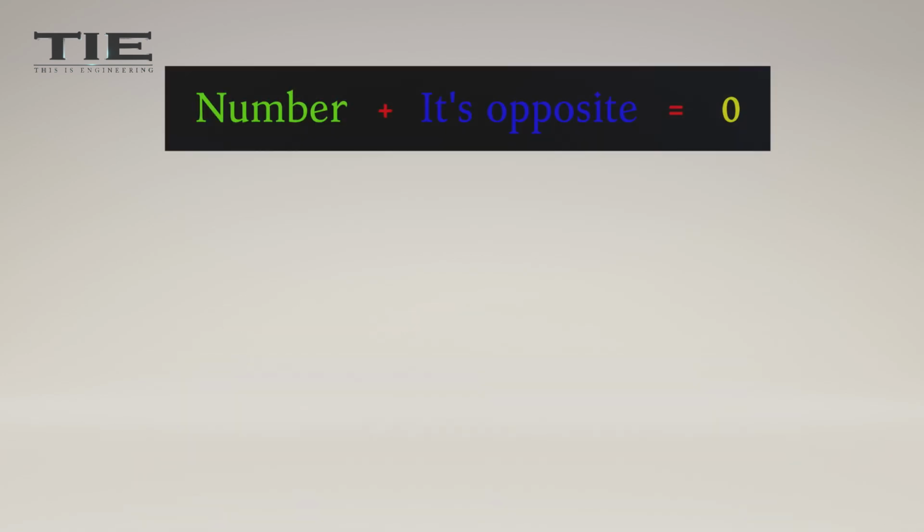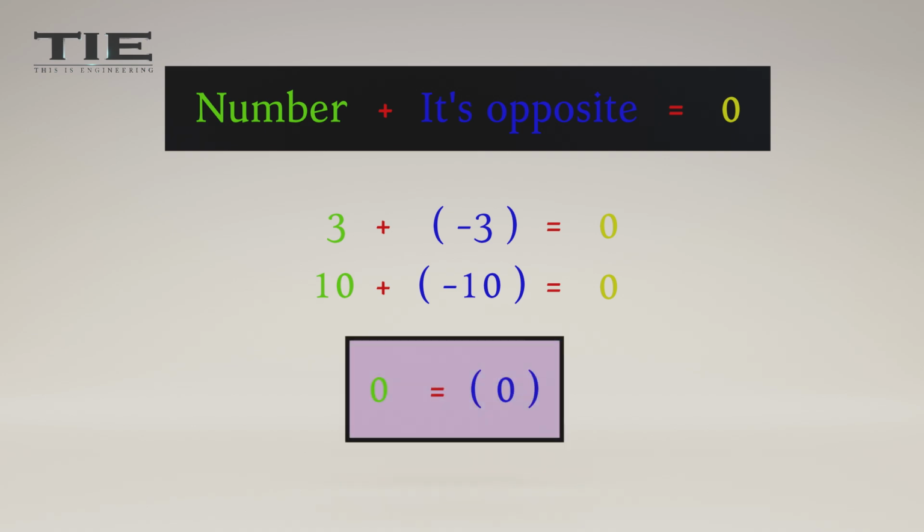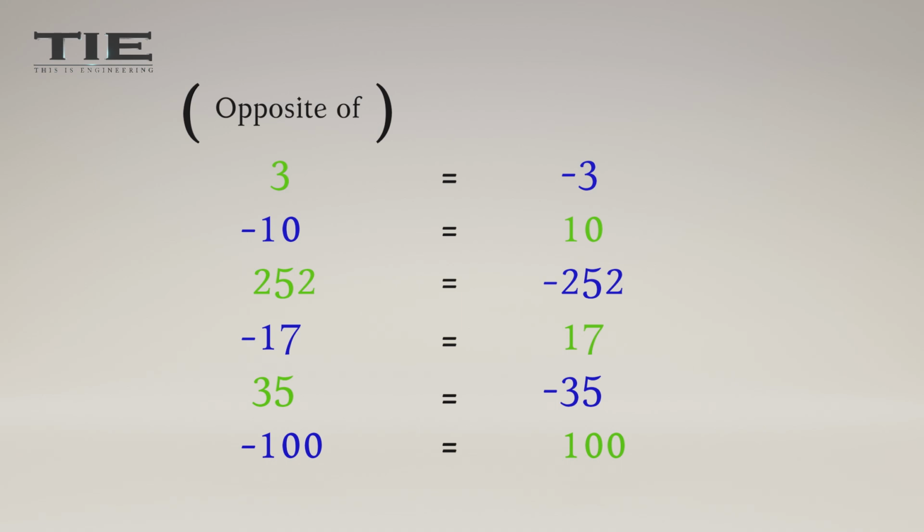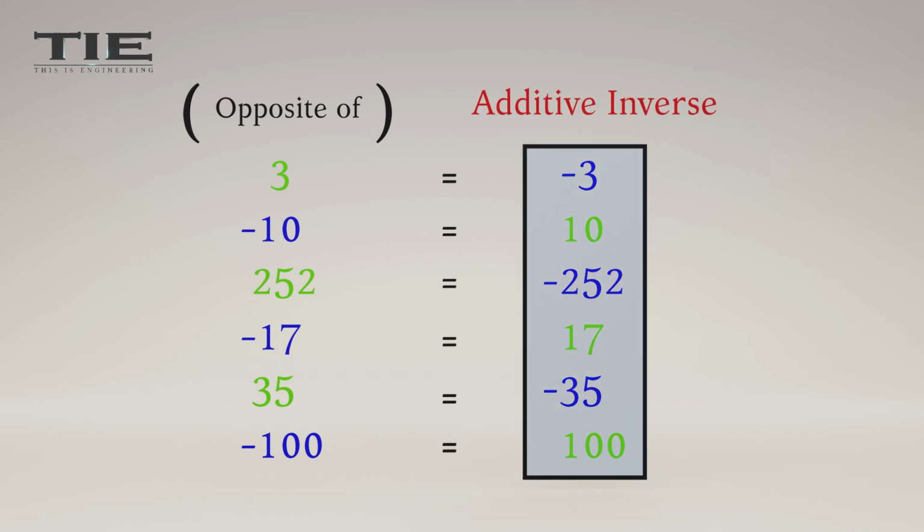A number and its opposite always add up to 0. For example, 3 plus -3 equals 0, and 10 plus -10 equals 0. The opposite of 0 is 0. It is the only number that is its own opposite, and is another special property of 0. The opposite of a number is also called its additive inverse.